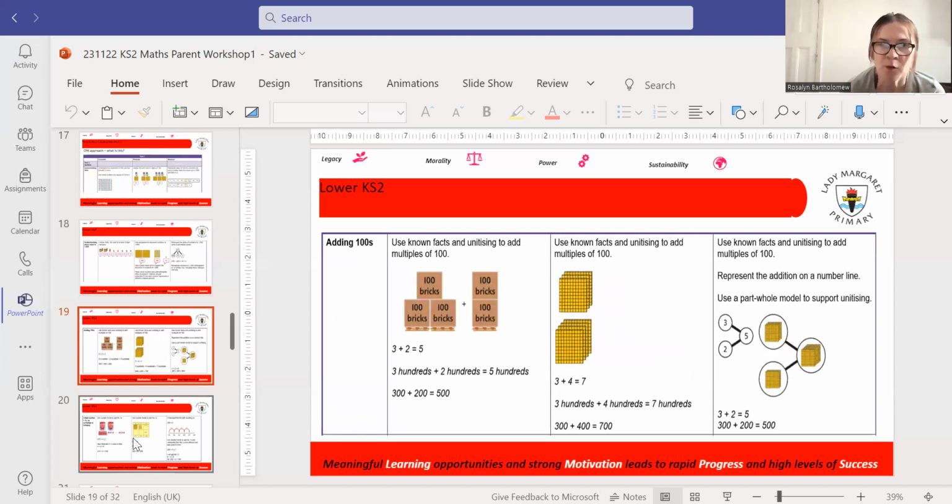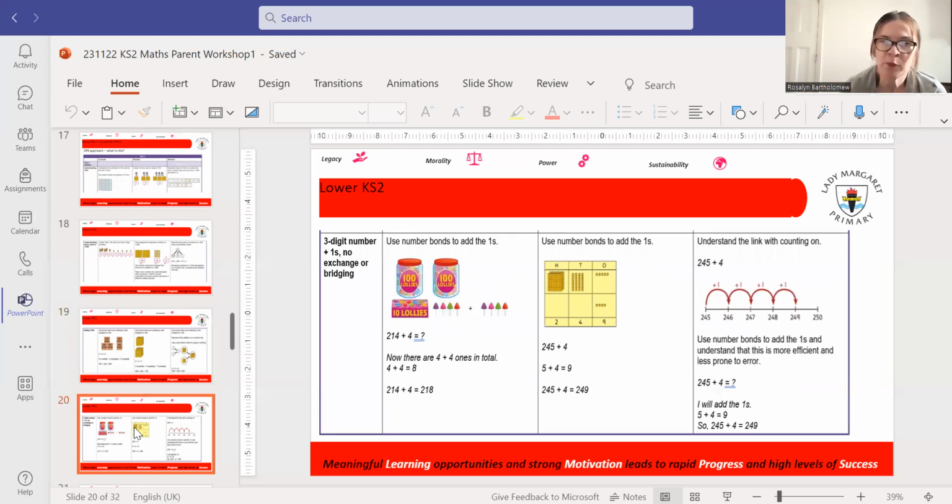Adding 100, we're looking at 100 concrete items to start with. Then we're looking at the pictorial, we're looking at making a design or a picture of what we see. And then we're looking at the abstract. So we're looking at numbers here and seeing how those work together.